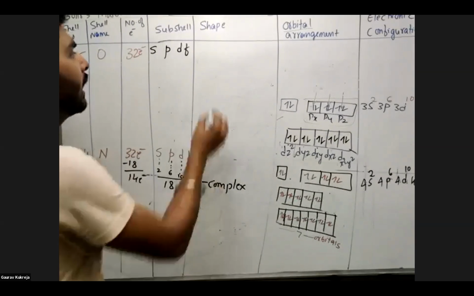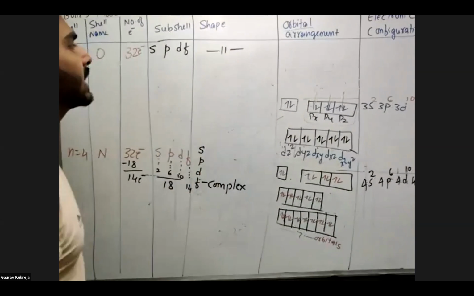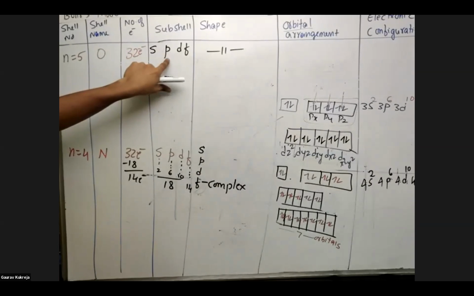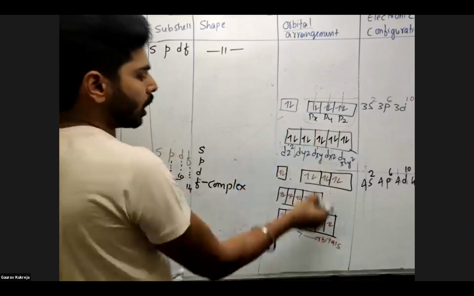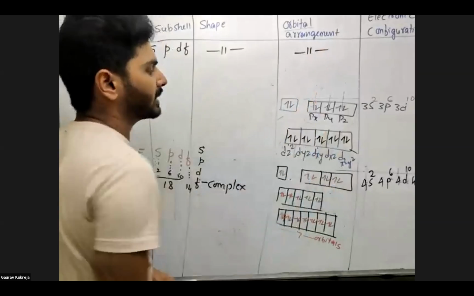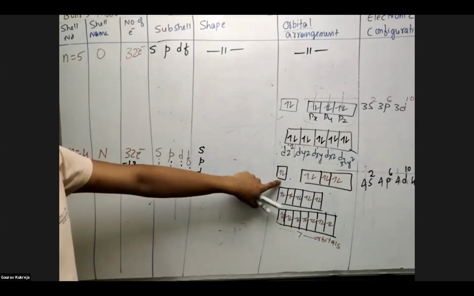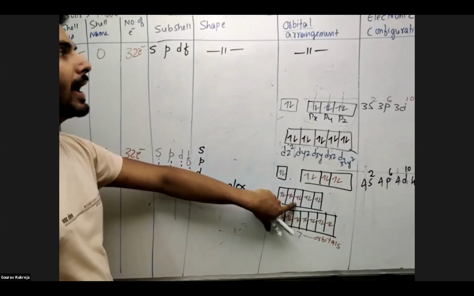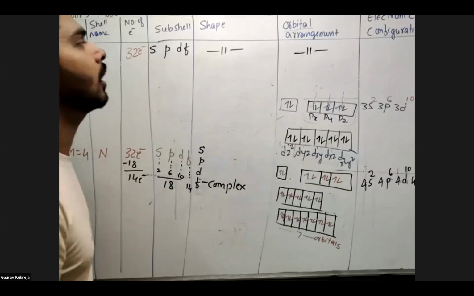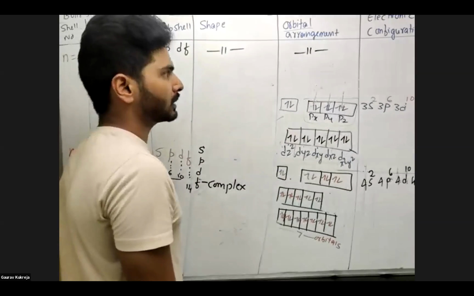Subshells will also remain as s, p, d, f, and their shapes you have to remember are the same: s is spherical, p is dumbbell, d is double dumbbell, and f is complex. And the orbital arrangement will remain the same. s will have 1 orbital, p will have 3 orbitals, d will have 5 orbitals, and 7 orbitals will be there in the f subshell.